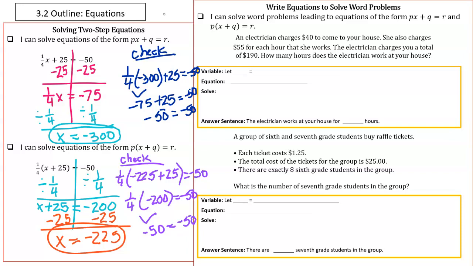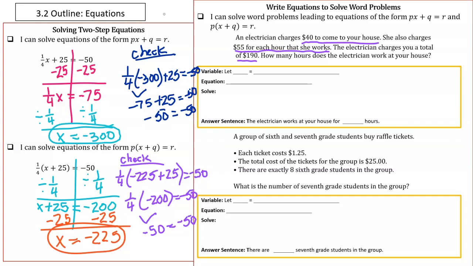The next thing we did was write equations to solve word problems. So we want to be able to solve word problems leading to equations of both forms, px plus q equals r, and p times the quantity of x plus q equals r. So our example says an electrician charges $40 to come to your house. She also charges $55 for each hour that she works. The electrician charges you a total of $190. How many hours does the electrician work at your house?